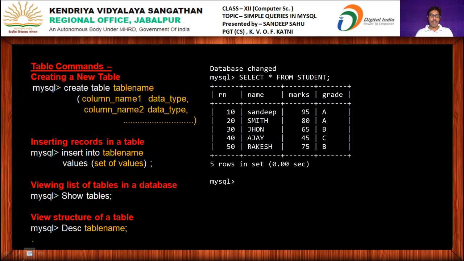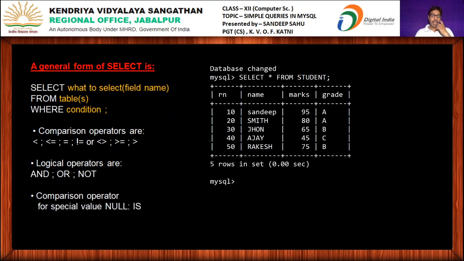Now let's understand the general form of the select command. The general form of the select command is this: select, then the names of the columns or fields, then the keyword from. With from we write the names of tables, and then the keyword where. With where we write various conditions. When we use conditions, various operators are used in those conditions.